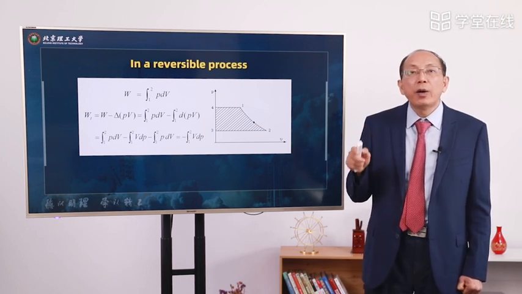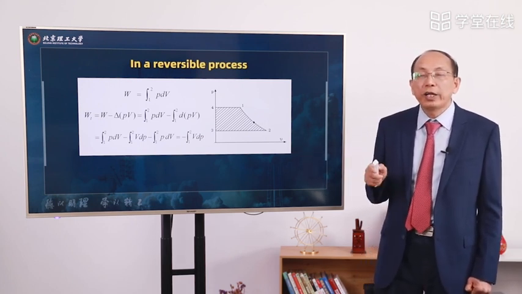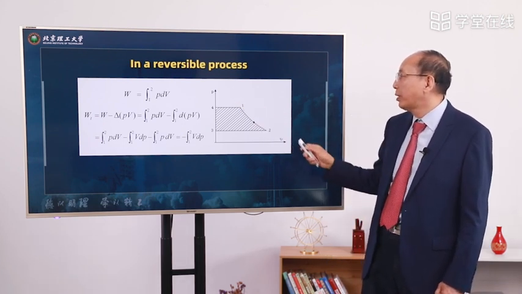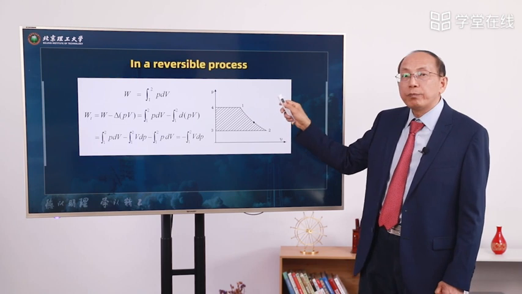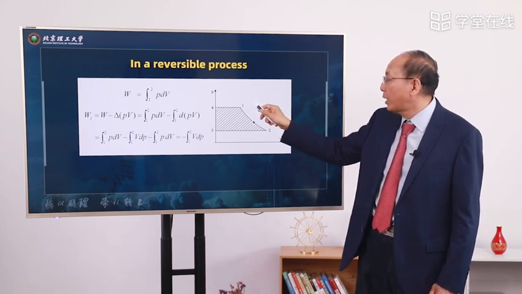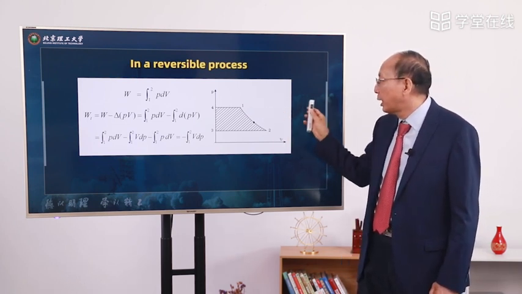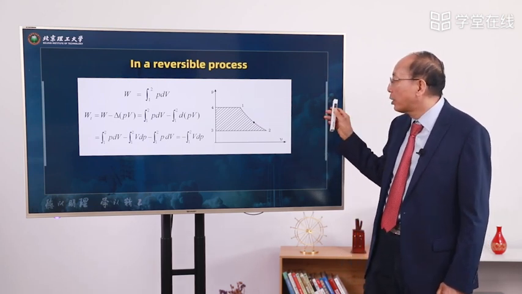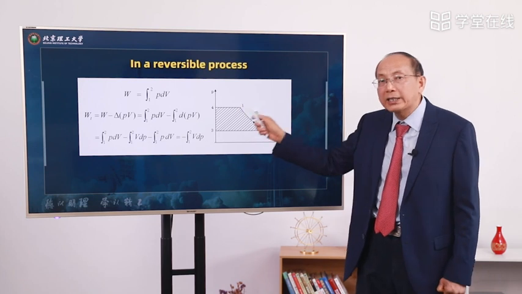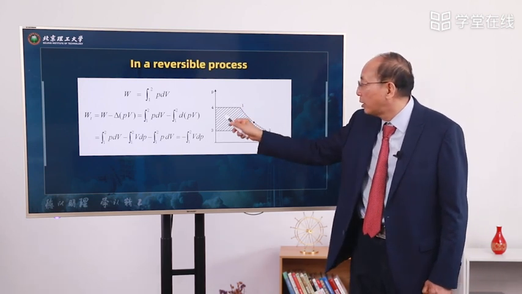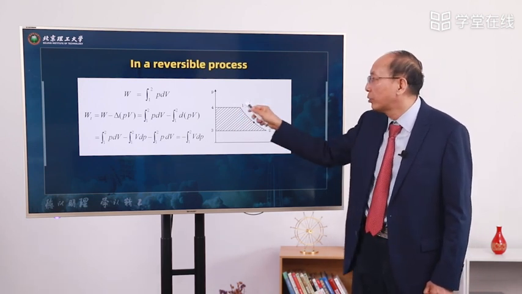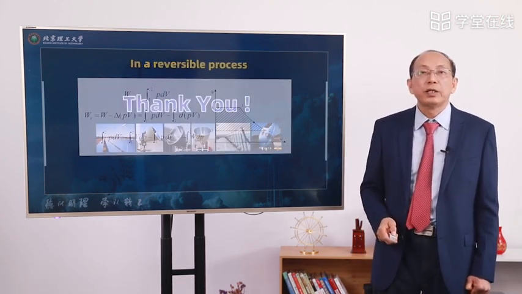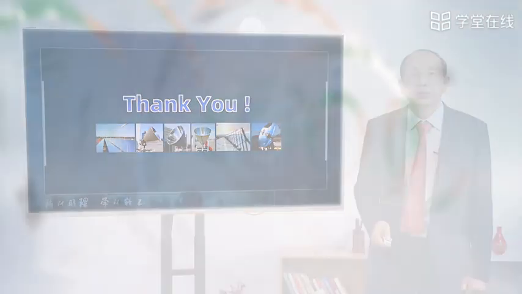This equation expressed in the PV diagram, here is the PV diagram. The process line is from 1 to 2. The WT just is the area enclosed by this process line projected onto the P-axis. It is the technical work. Thank you very much.